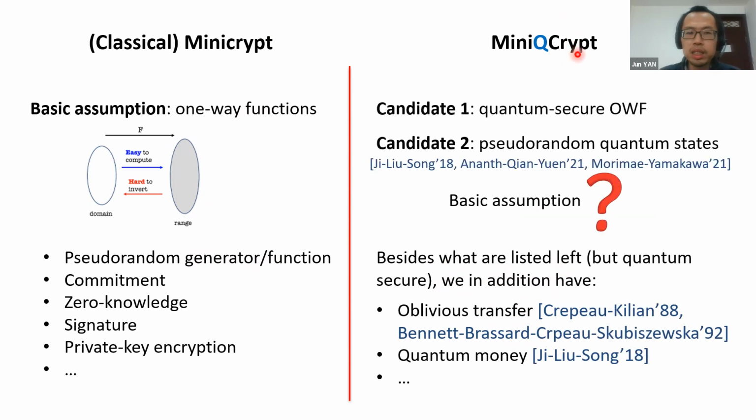There are already 2 candidates. The first candidate is natural, namely quantum secure one-way functions. And more recently, there is a second candidate, namely pseudo-random quantum states. And we know that there is a black box separation between these 2 candidates.